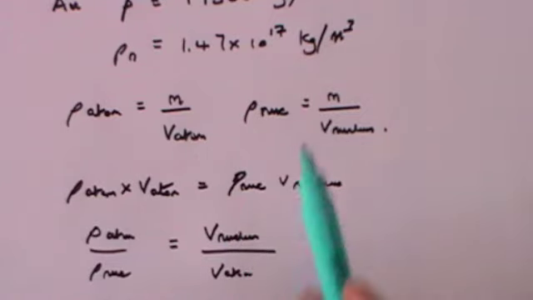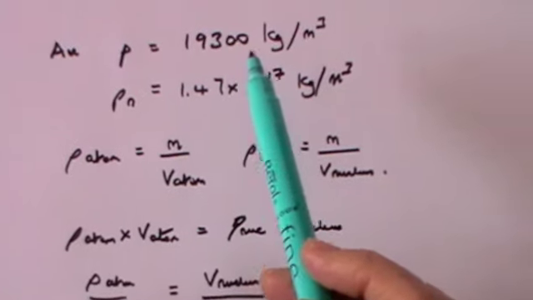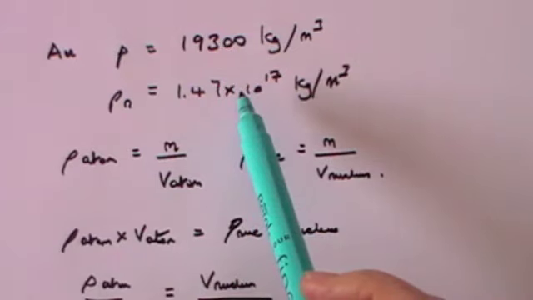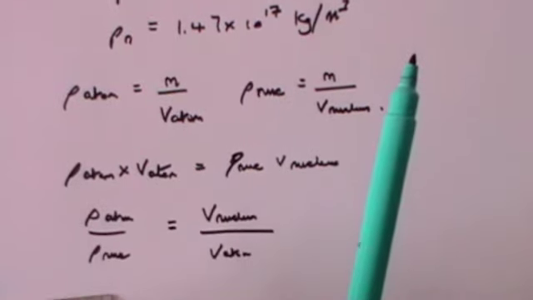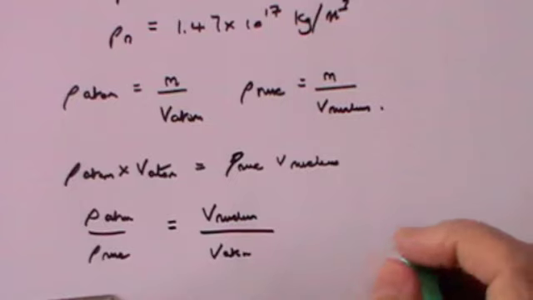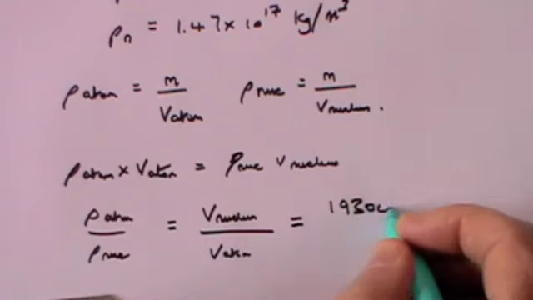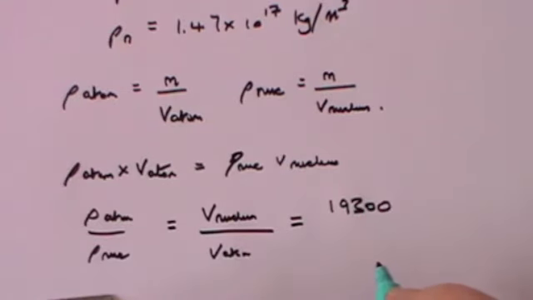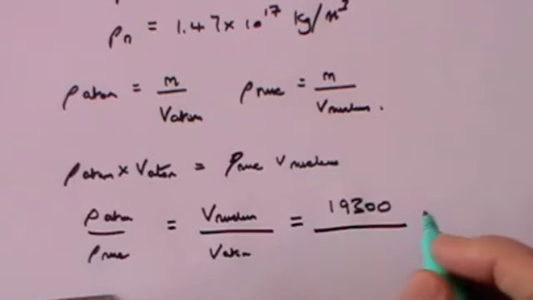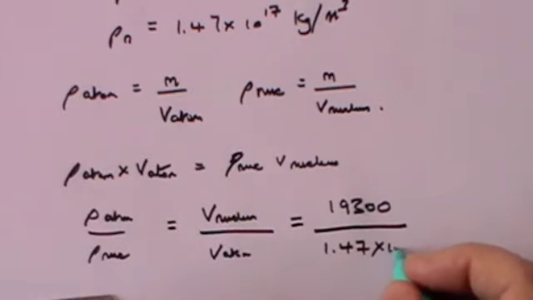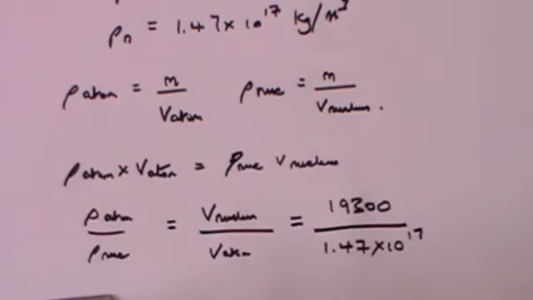And we were given these values up here. That's the rho for the atom, that's rho for the nucleus. So if we now put rho for the atom, that was 19300 kilograms per meter cubed divided by rho for the nucleus, which is 1.47 times 10 to the plus 17.